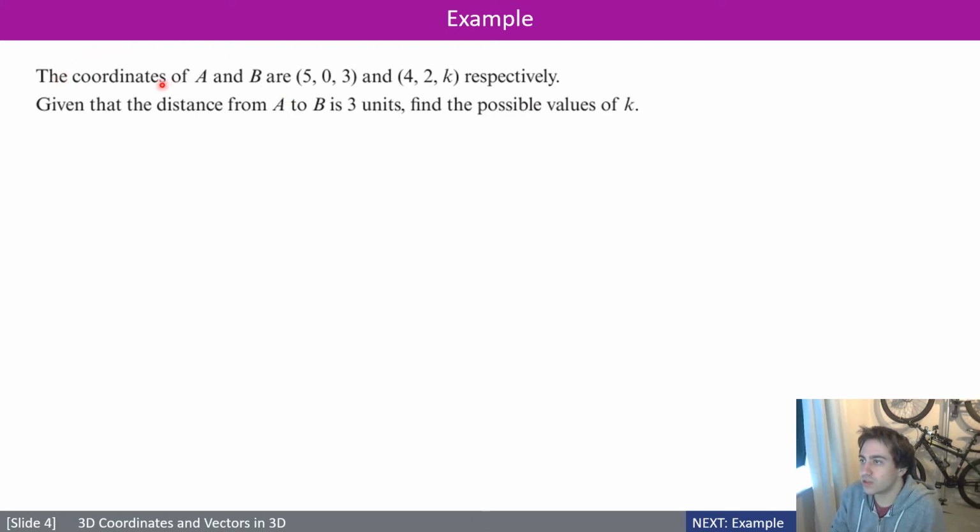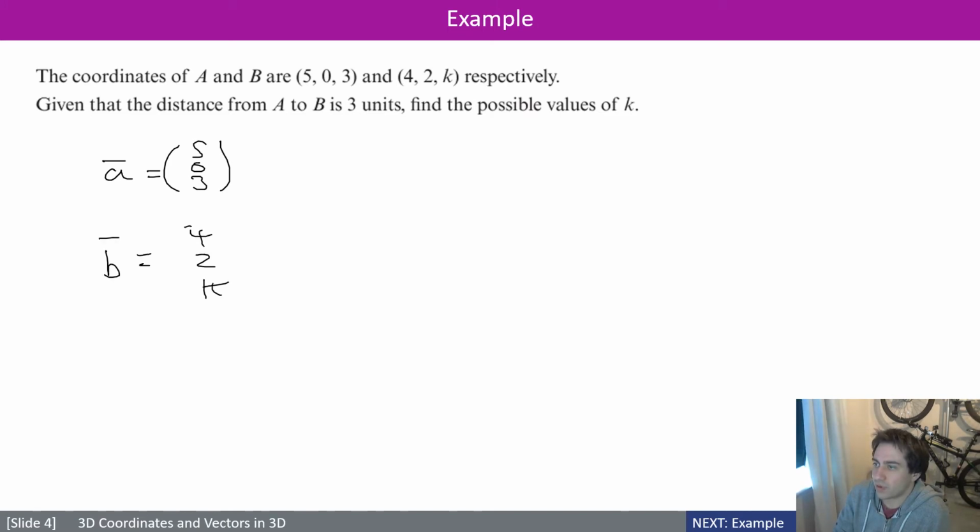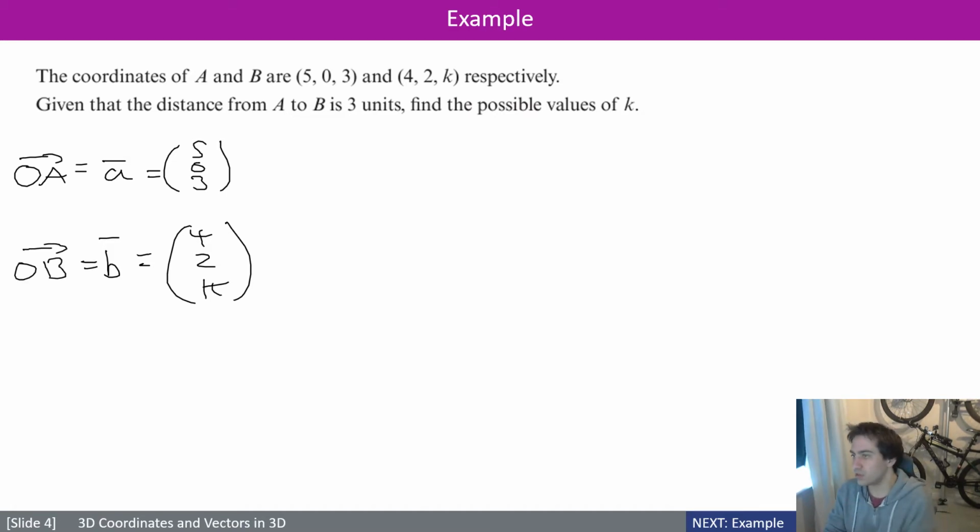We've got two coordinates, A and B. These are the coordinates, written horizontally, so they're coordinates rather than vectors at this point. Given that the distance from A to B is 3 units, find the possible values of k. Right. So what's the distance between two vectors? Let's call little a (5, 0, 3), and let's call little b (4, 2, k). Right, so now these are the position vectors, right? So in other words, OA is that, and OB is this.